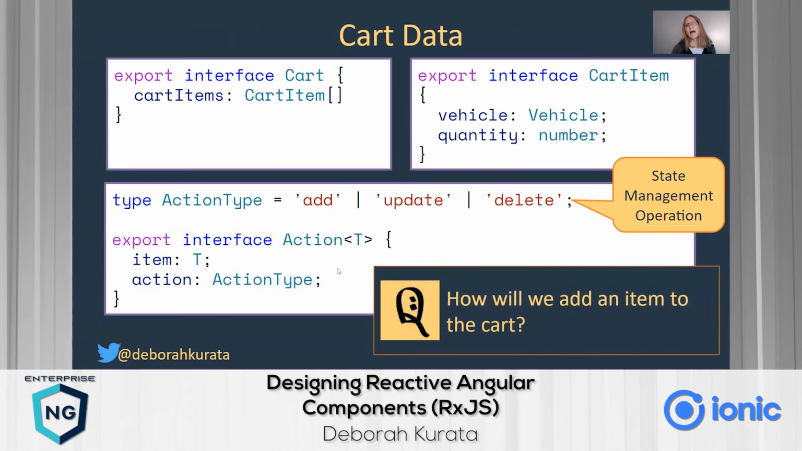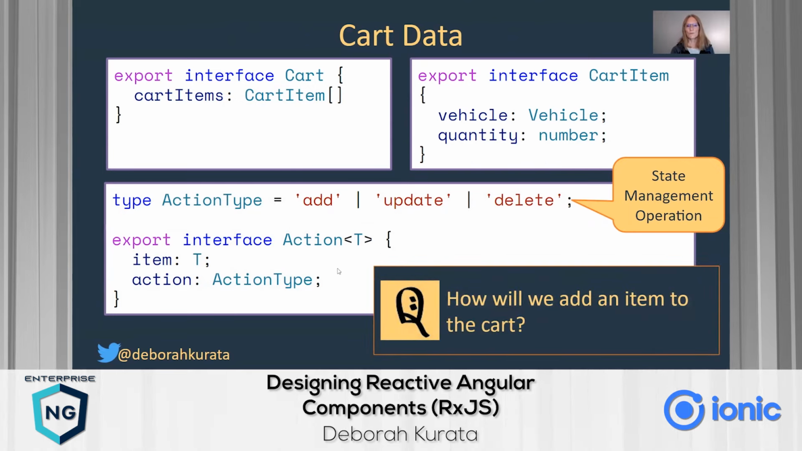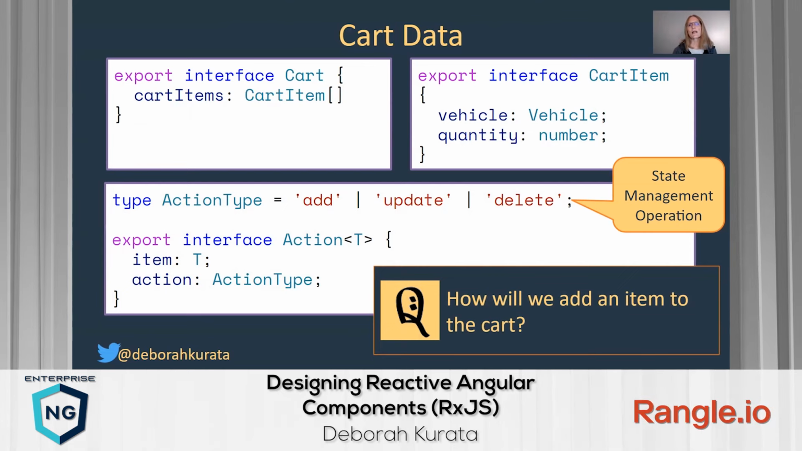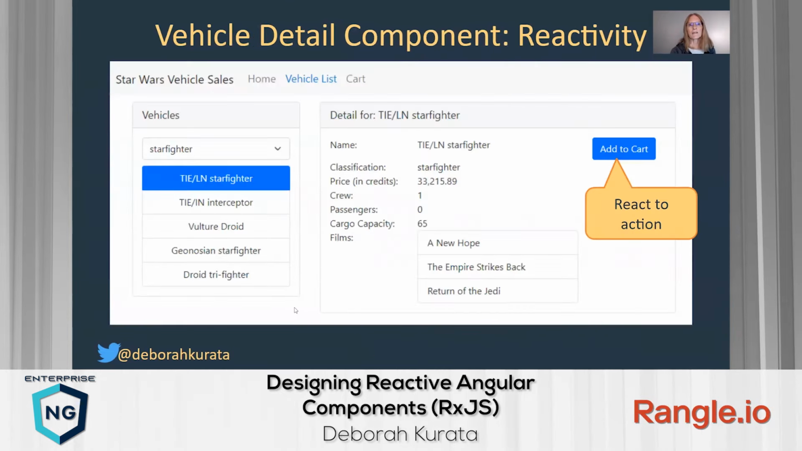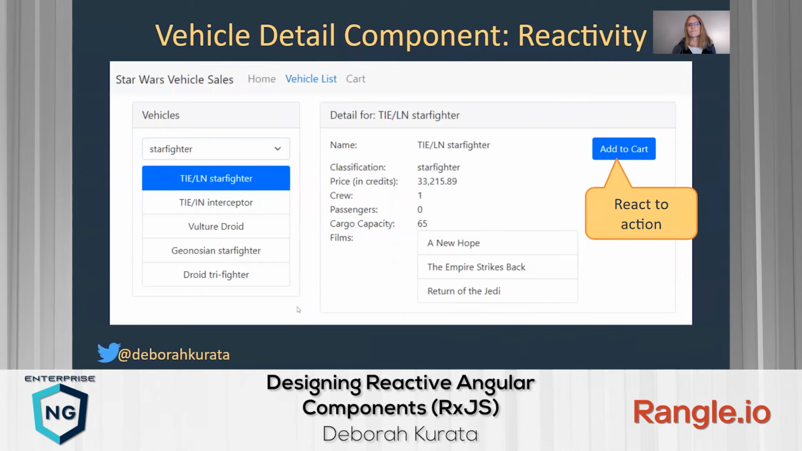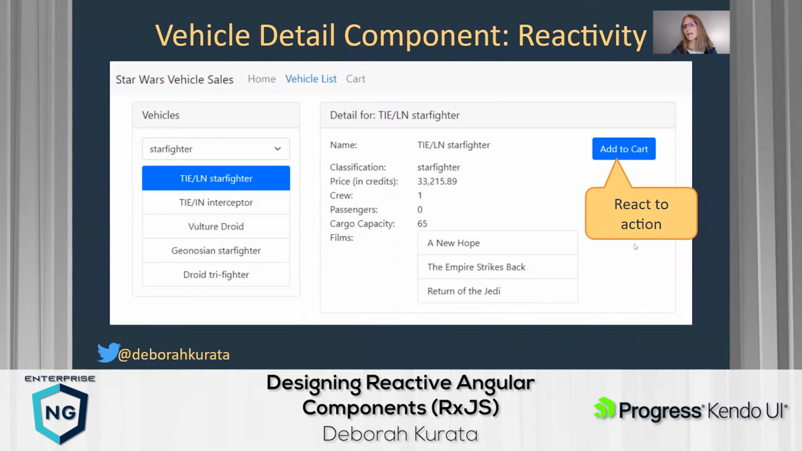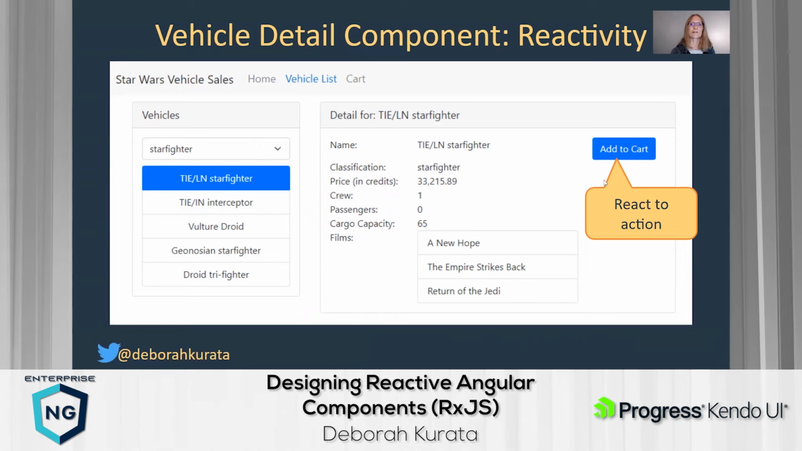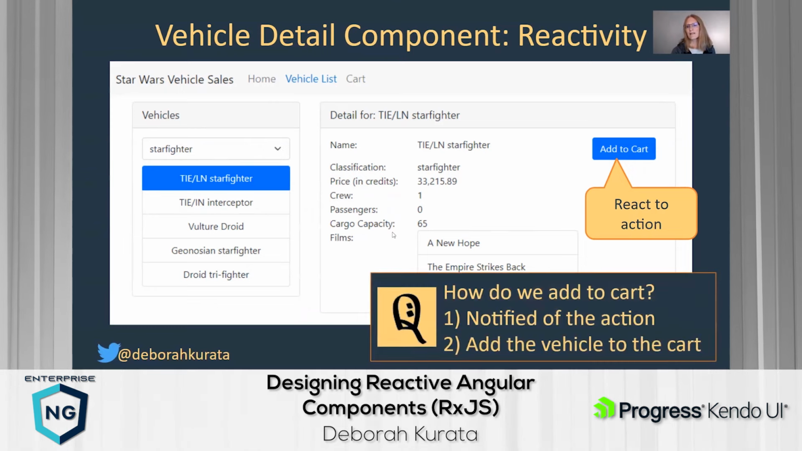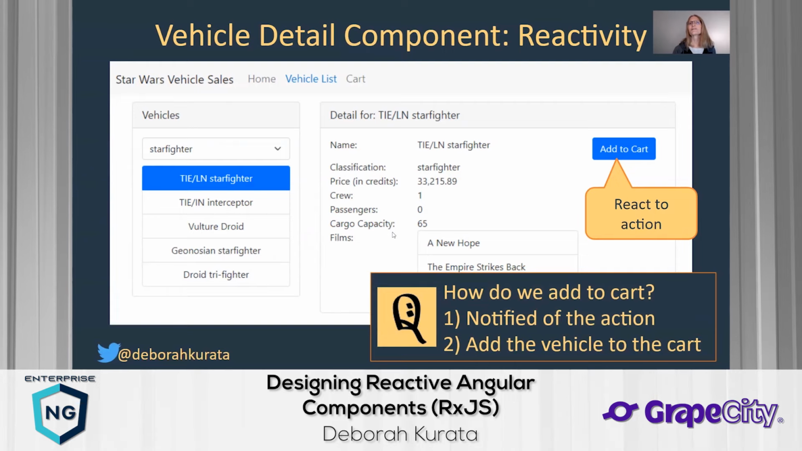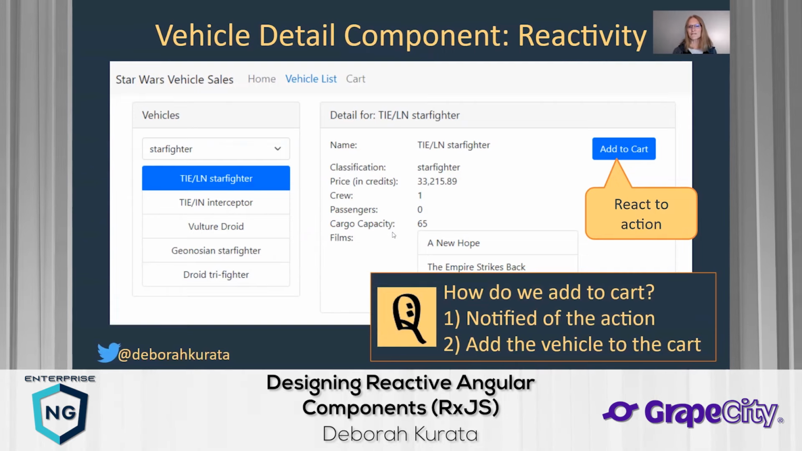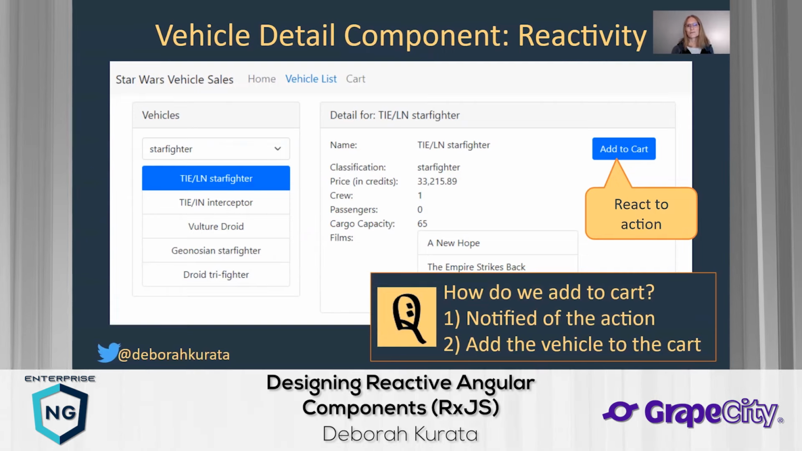But how do we add the item to the cart? So we have now our interfaces, but how do we actually add the item? Well, our vehicle detail component had some reactivity where we click the button to react to the action. We're going to add it to the cart. How do we add it? Well, first of all, again, we need to be notified of the action. Then we need to add the vehicle to the cart.